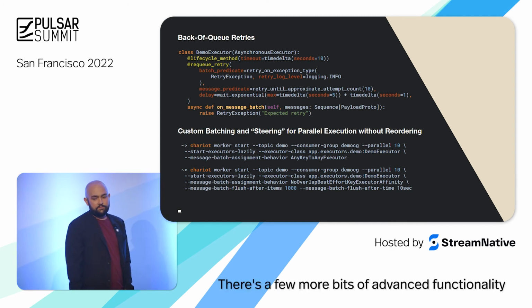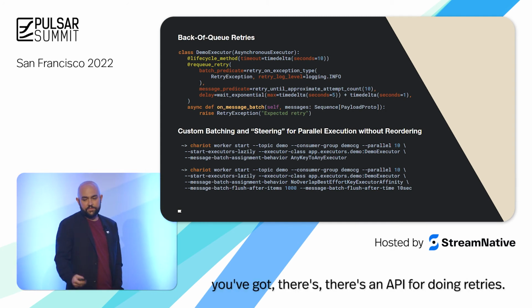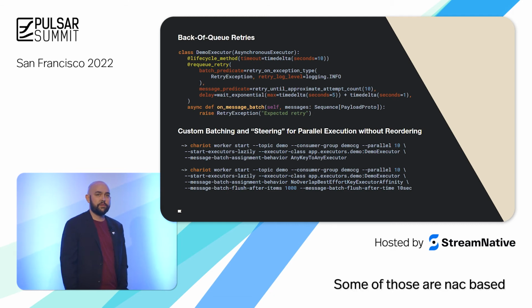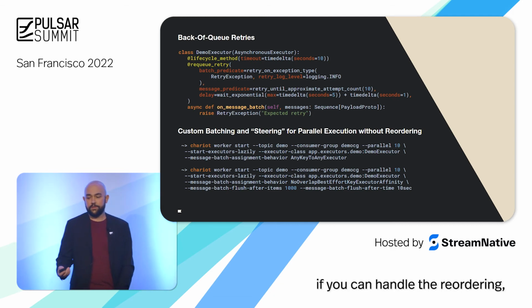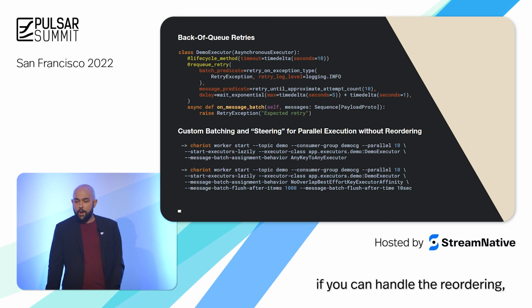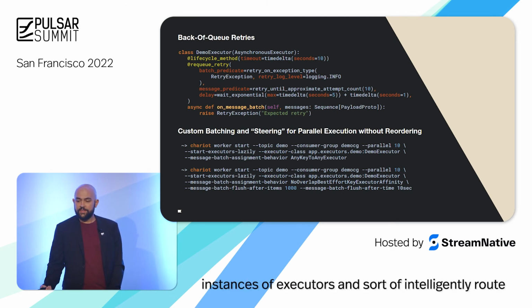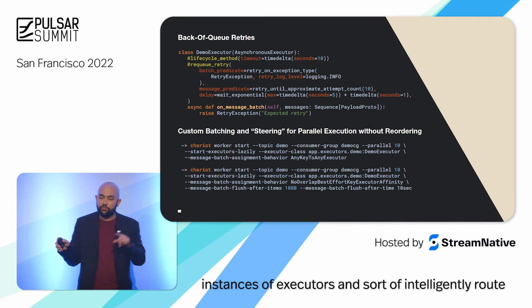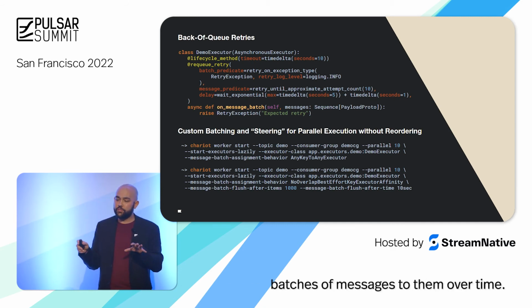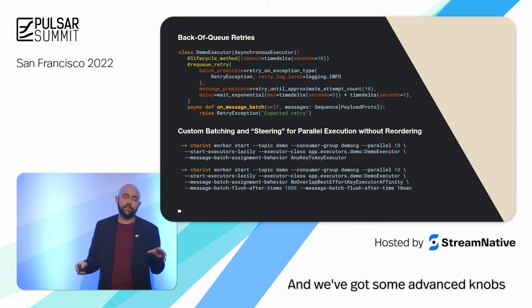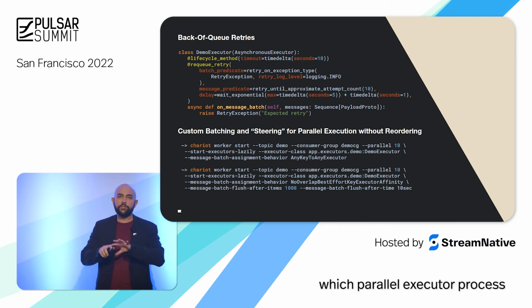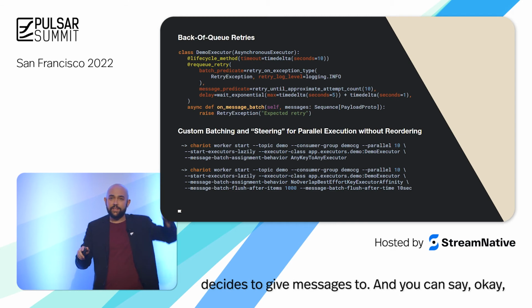There's a few more bits of advanced functionality you've got. There's an API for doing retries. Some of those are NACK-based, and some of those are republish a duplicate to the back of the queue based, if you can handle the reordering. Some of our consumers use multiple parallel instances of executors and intelligently route batches of messages to them over time. And we've got some advanced knobs you can tune there to control which parallel executor process a consumer parent process decides to give messages to.